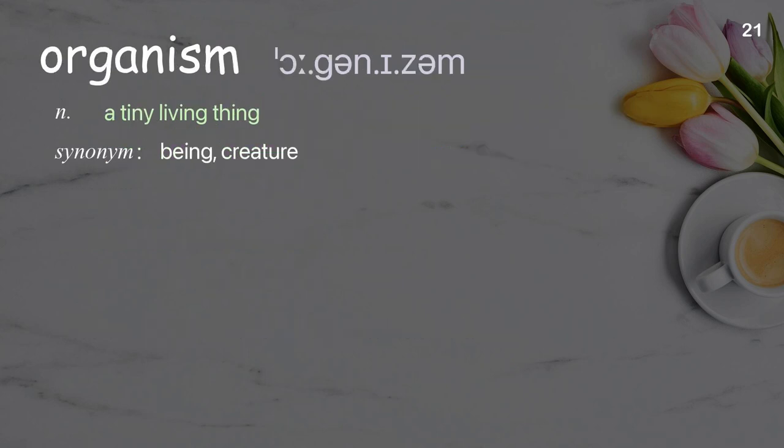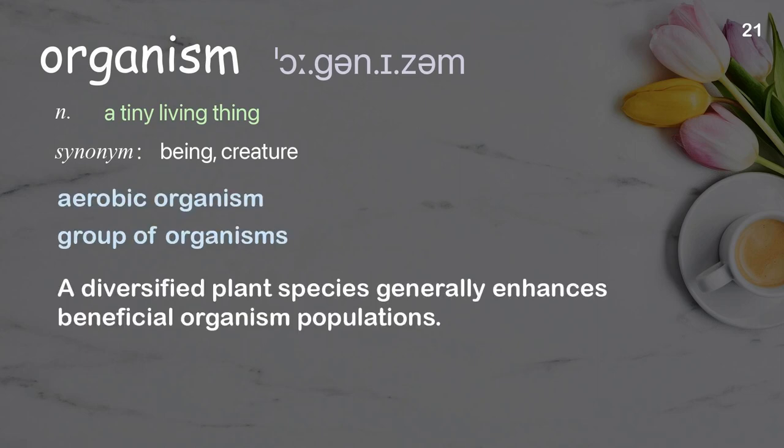Organism. A tiny living thing. Examples: aerobic organism, group of organisms. A diversified plant species generally enhances beneficial organism populations.